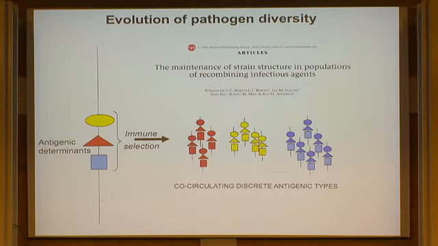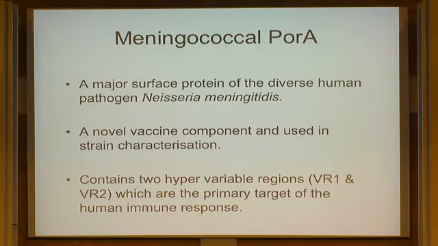And so this is a result Martin Maiden and I published almost 20 years ago now. Essentially what we were saying is that if you look at a pathogen population with diverse antigenic determinants, you should find co-circulating strains that don't share any of these variants at any of these loci. And we were able to show that this was the case with at least one meningococcal protein, which is porin A, which is, as I said, a major surface protein, and at the time was a novel vaccine component.